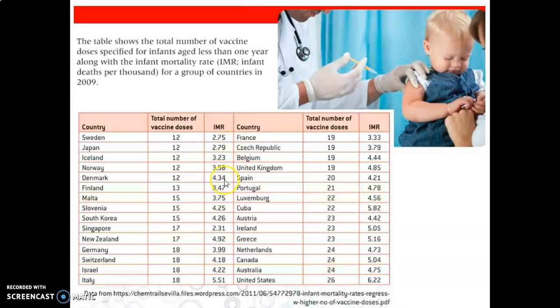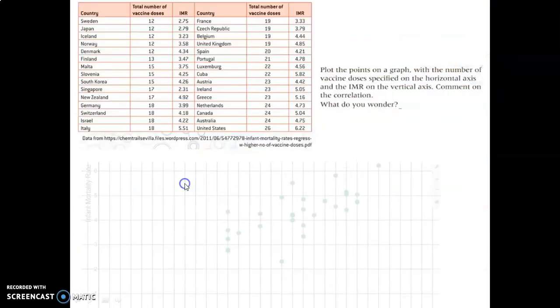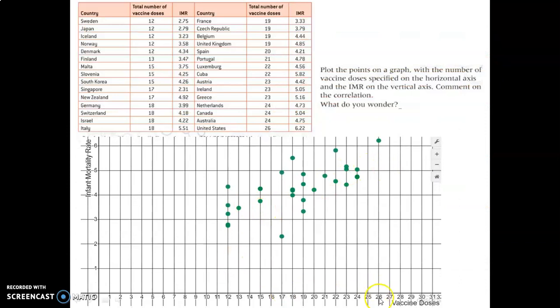And then here we have infant mortality rate. And you can see in the US, lots of vaccine doses, but also a high infant mortality rate. And in Sweden, the opposite. So let's check for a correlation by looking at the scatter diagram. So here's the scatter diagram for that data. Here we have vaccine doses on the independent axis and infant mortality rate on the dependent axis, and we can see the scatter diagram looks like this.